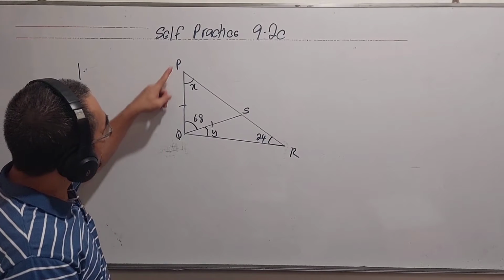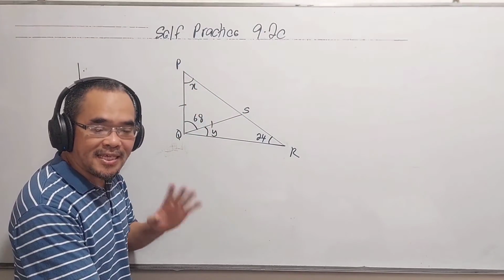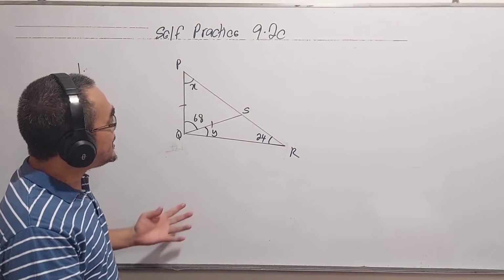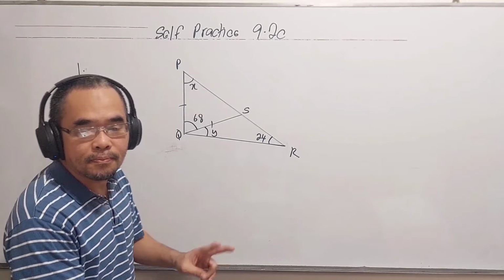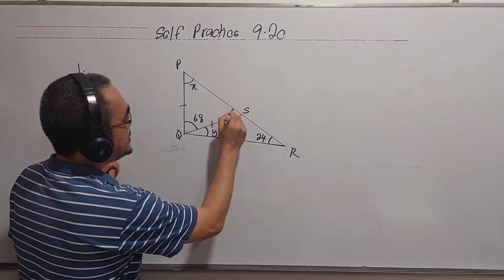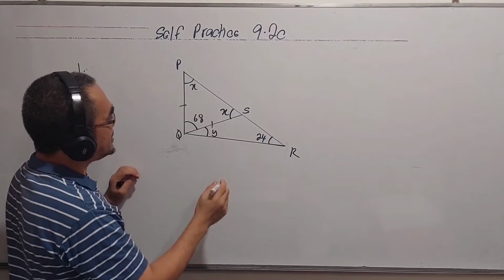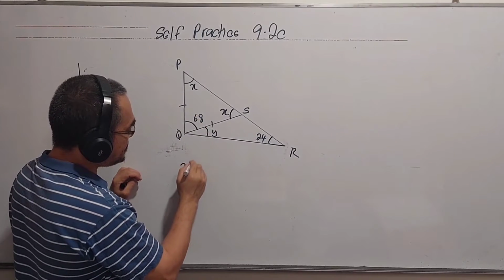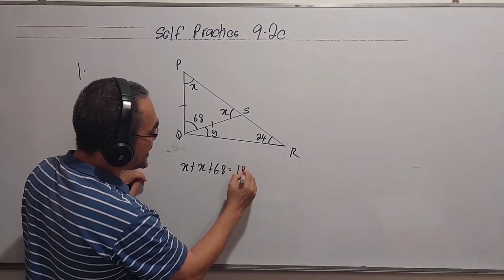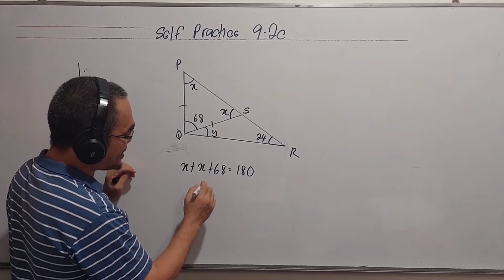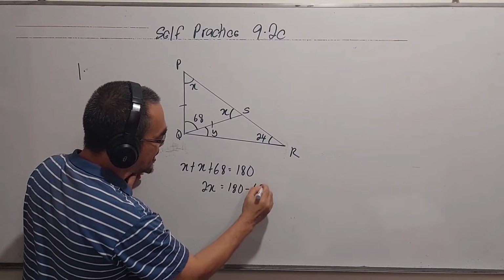What we can do here is to solve PQS. PQS is an isosceles triangle. Isosceles triangle means there are two angles which are the same. That is, here is x. So how to solve x? We say x plus 68 equals 180. So x plus x will be 2x equals 180 minus 68.